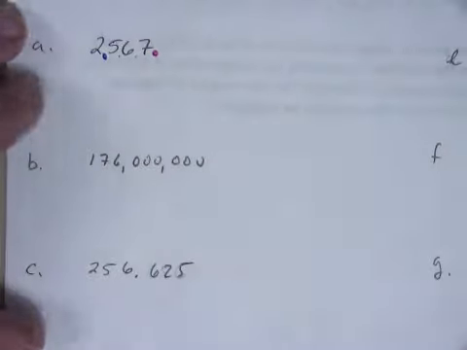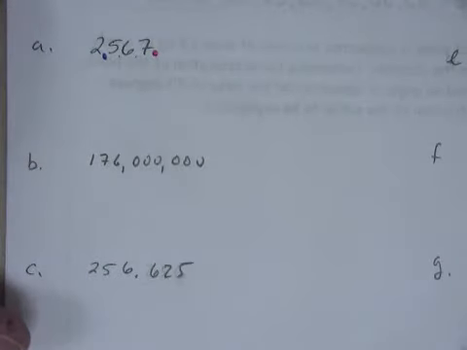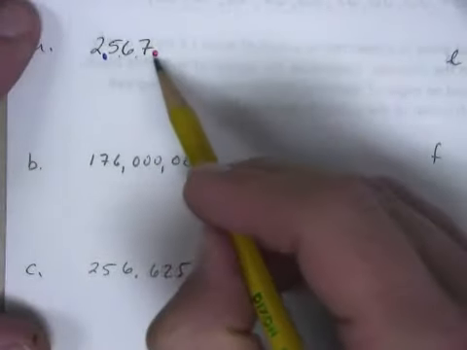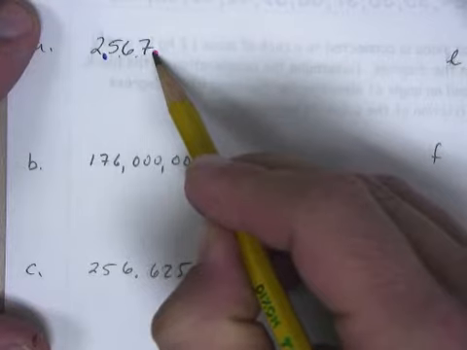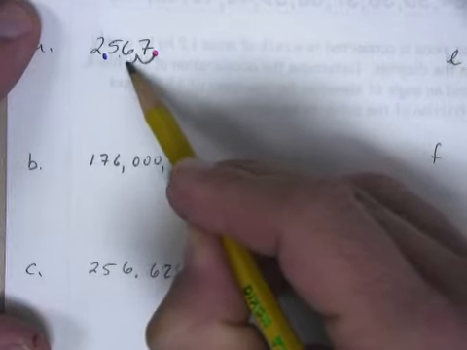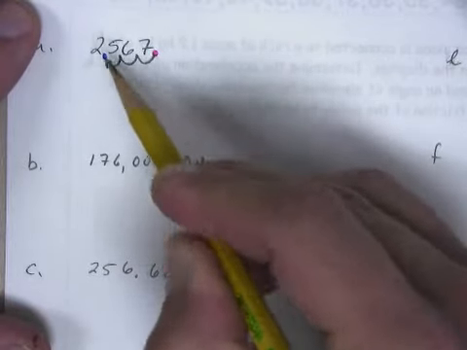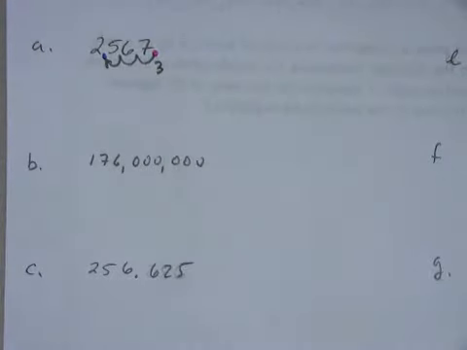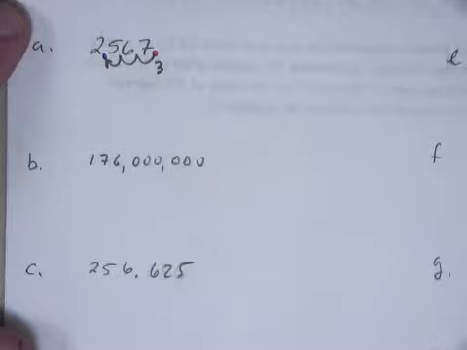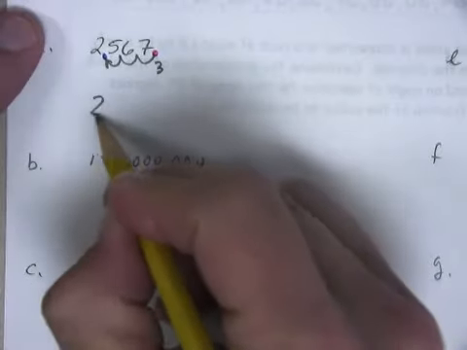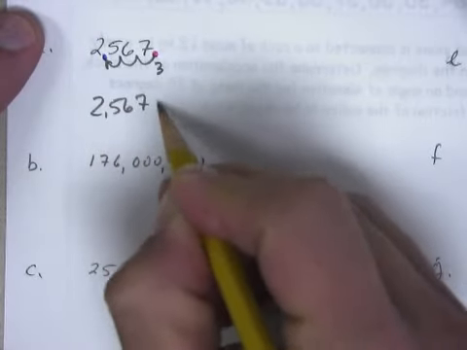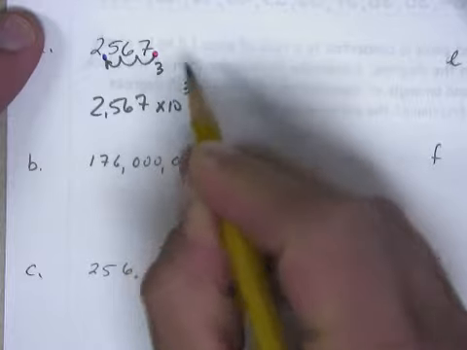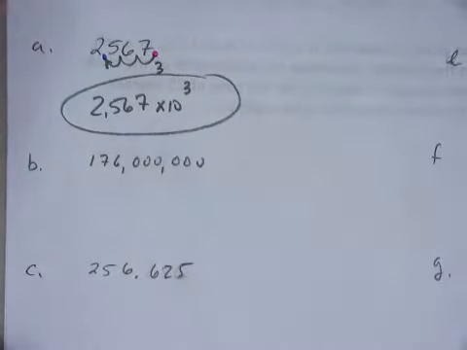Do it in blue. So then all we have to do now is count over how many humps. So let's see here. It was here. I'll go 1, 2, 3. I move 3 spots. If I move 3 spots, this 3 becomes my new exponent. So this new number is going to be 2.567 times 10 to the positive 3. And there it is.